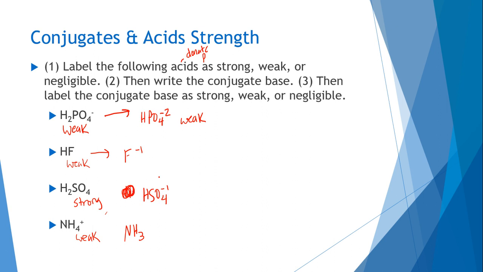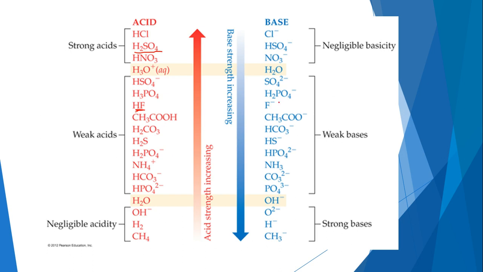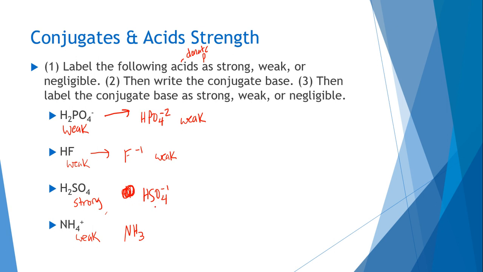Once I get my conjugate bases, let's check to see if these are strong or weak or negligible. And if we remember our rules, weak acid should be a weak base. Let's go ahead and check that. We have an F minus. Again, it's in my weak base section. Here we have HSO4 negative 1.